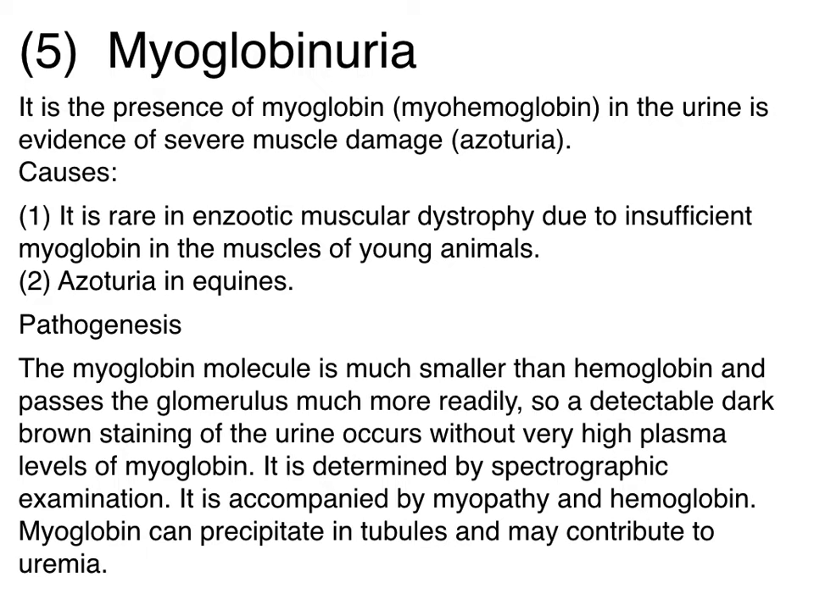Pathogenesis: the myoglobin molecule is much smaller than hemoglobin and passes the glomerulus much more readily, so a detectable dark brown staining of the urine occurs without very high plasma levels of myoglobin. It is determined by spectroscopic examination. It is accompanied by myopathy and hemoglobin. Myoglobin can precipitate in tubules and may contribute to uremia. It can cause uremia for us.